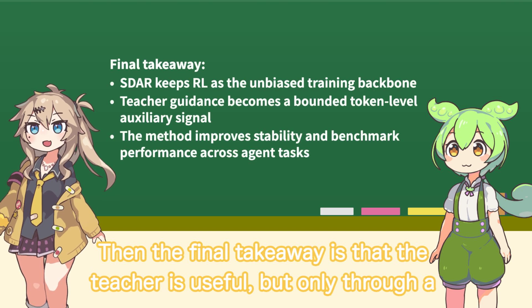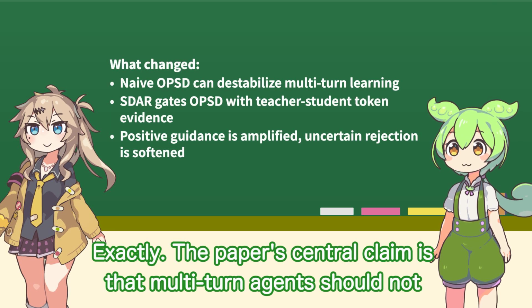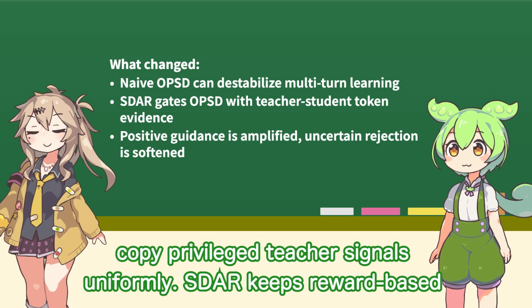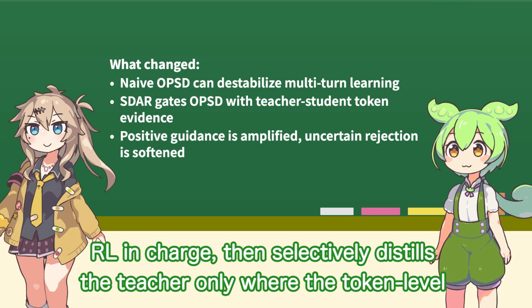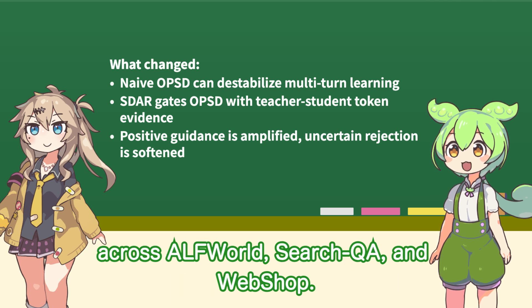Then the final takeaway is that the teacher is useful, but only through a controlled side channel. Exactly. The paper's central claim is that multi-turn agents should not copy privileged teacher signals uniformly. SDAR keeps reward-based RL in charge, then selectively distills the teacher only where the token-level evidence looks beneficial. That is how it improves stability and performance across ALFWorld, Search QA, and Webshop.